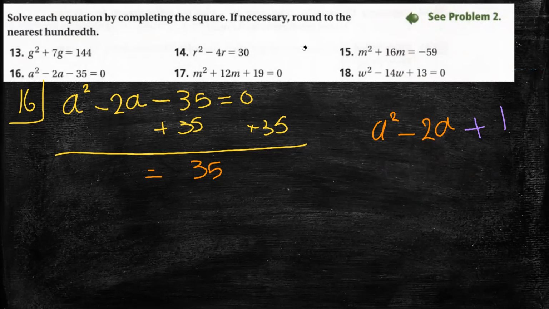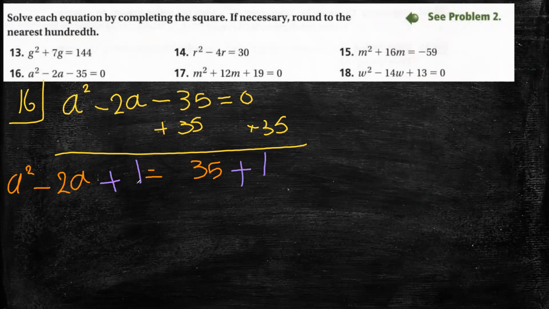Then after that, I will take this equation and I will tell her, come back to your home. But since I add this one to the side, I must add it to the other side. Then a squared minus 2a plus 1.